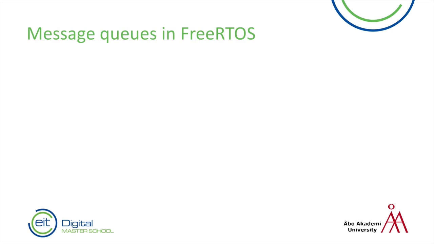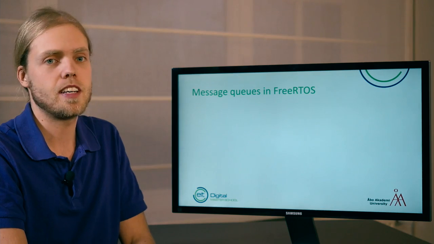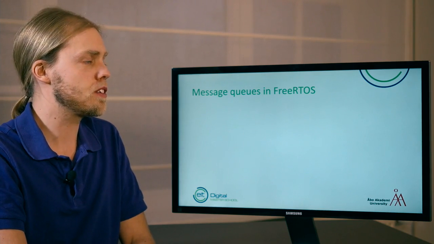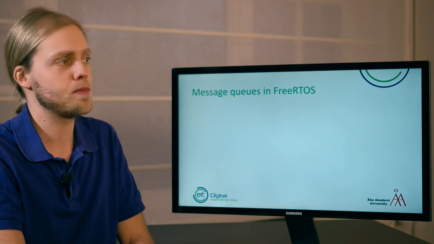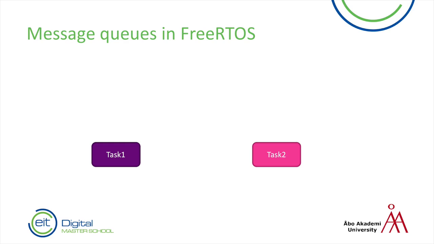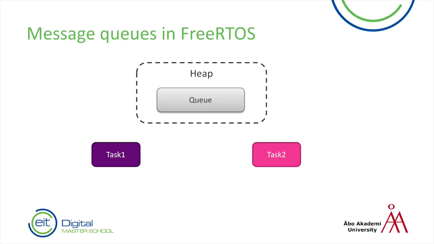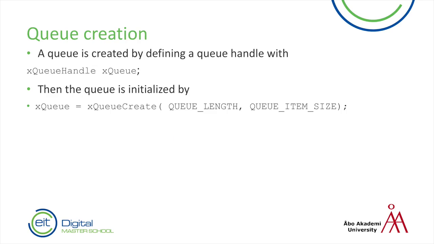The second primary functionality that we want to present in this lecture is the data queue. Data queues in FreeRTOS are used to pass data between tasks or between tasks and interrupts. So let's say we have 2 tasks, task 1 and task 2, and we want to connect these 2 tasks with a queue. The queue is allocated in the memory heap, so any communication using the queue is done through shared memory. We can, for example, have task 1 writing to the queue and task 2 reading from the queue. You create a queue by defining the queue handle of type xQueueHandle.